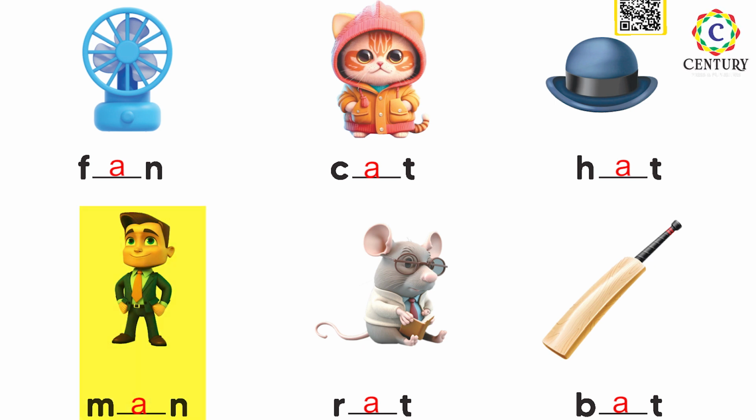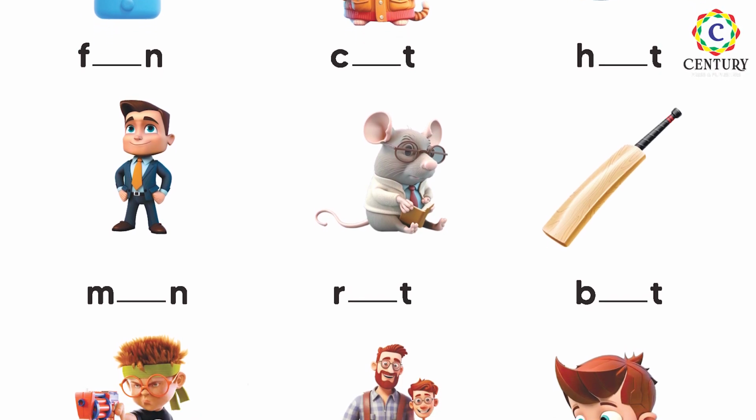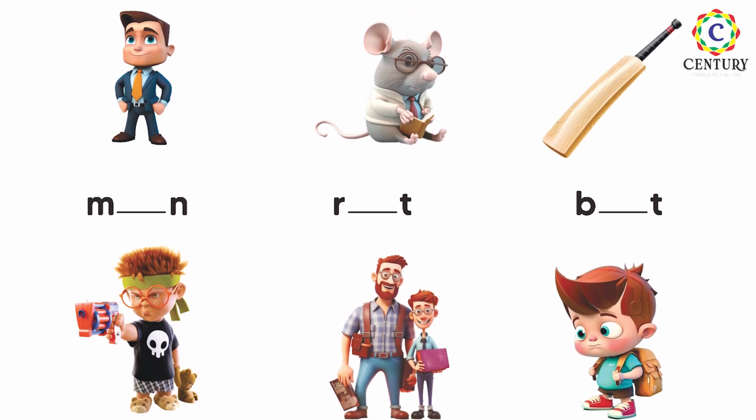It's man. And next one is rat. R-A-T. Okay, it's rat. Okay, the other one is bat. It's B-A-T, bat. Okay, bachcho? So, aapne yahan pe vowel sound A likke inko complete karna hai.